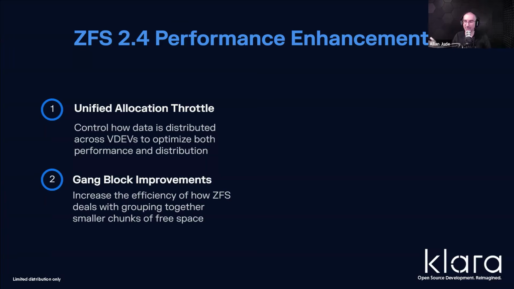Then we have gang block improvements, which Paul will talk about. Basically, when the bits of free space in your pool are not big enough to write the whole block at once, we have to group a couple of blocks together to be able to write out the file. And there's a bunch of improvements to how that works.